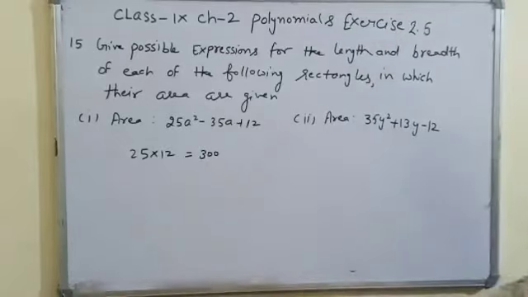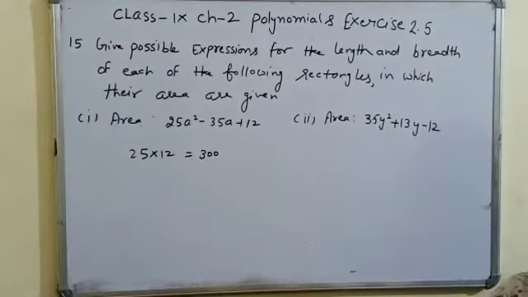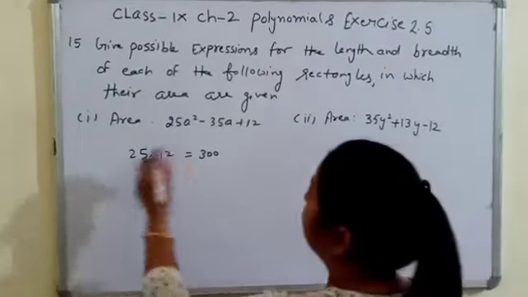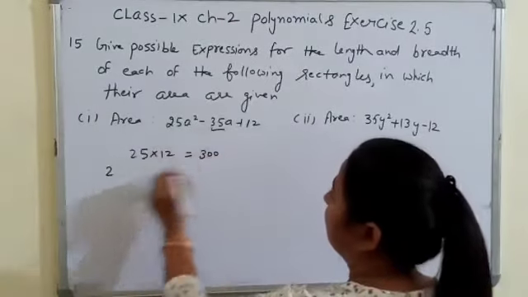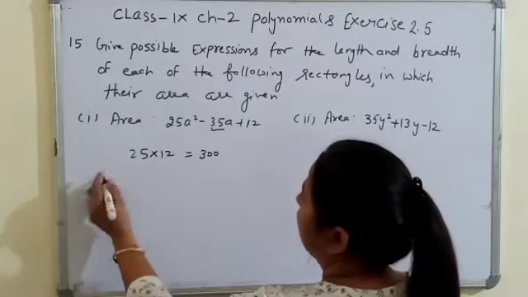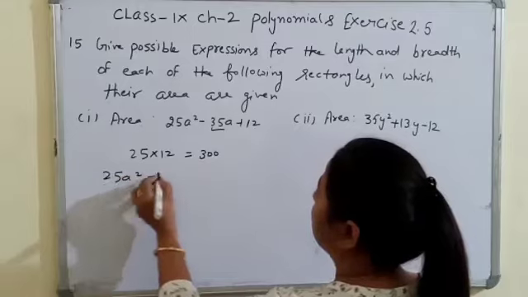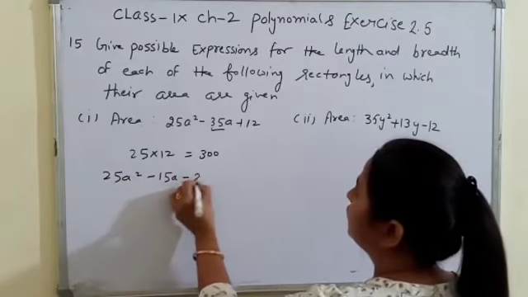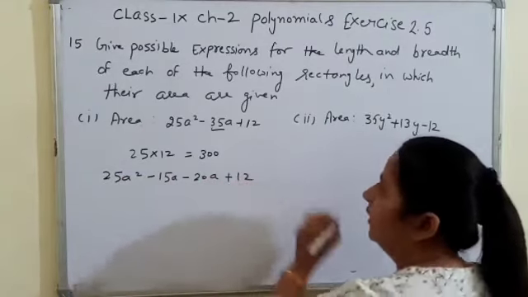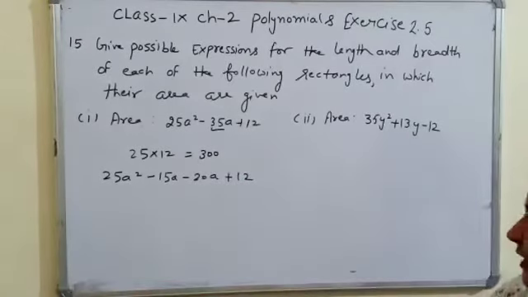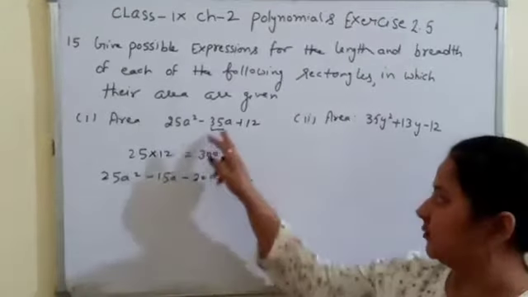So which factors can we make here? 25 and 15, and we have to take both numbers negative. So we can write here 25a square minus 15a minus 20a plus 12. I have already explained in exercise 2.4 how we can split the middle term.